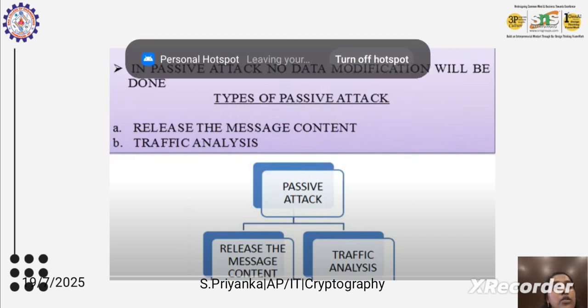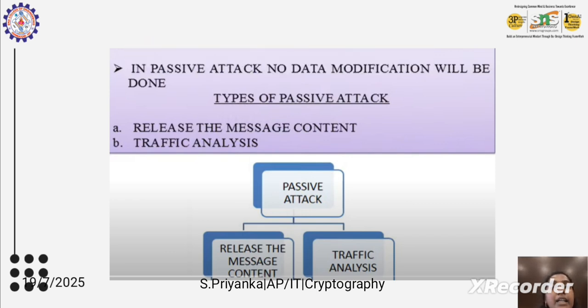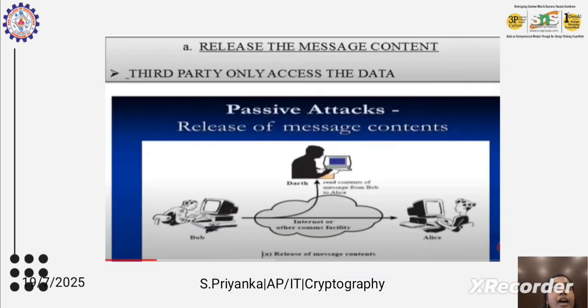In the case of a passive attack, it mainly consists of two things: releasing the message content and traffic analysis. Let's see in detail, starting with releasing the message content.